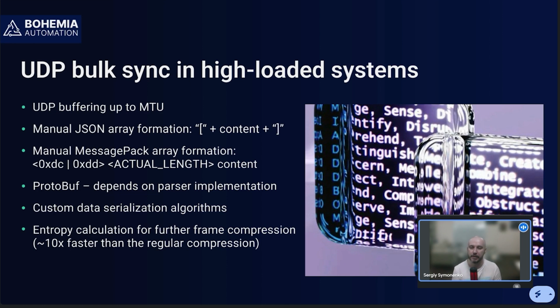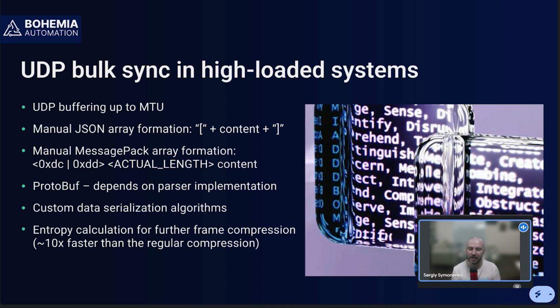Let's talk a little bit about UDP pulse synchronization in a high-loaded system. Basically, what do we need, and how do we encapsulate this traffic to UDP? First, you can easily buffer your telemetry up to the MTU. Don't send small packets; you can send one big packet with an MTU's worth collected. How to pack it? If you are sending data in JSON, it's pretty easy. You can go with ND-JSON if your parser allows this, or just manually form an array, adding commas and brackets between, and send this to the other side.